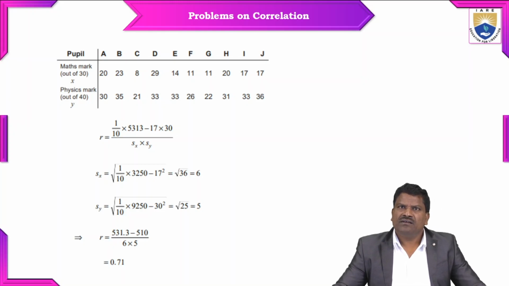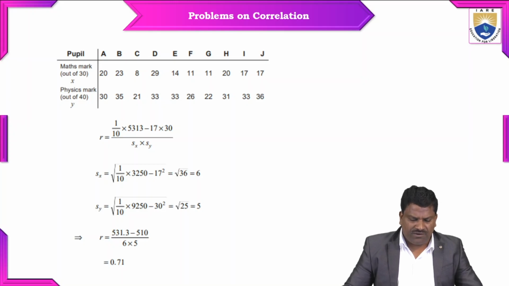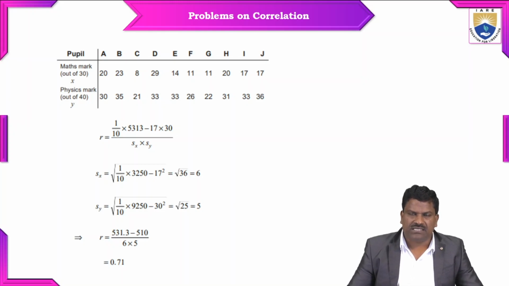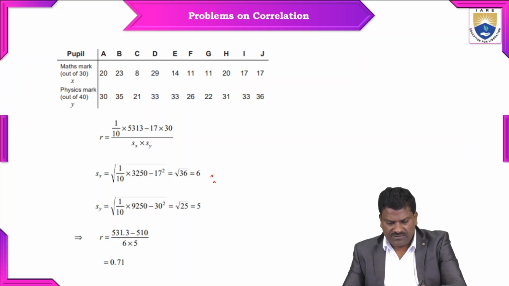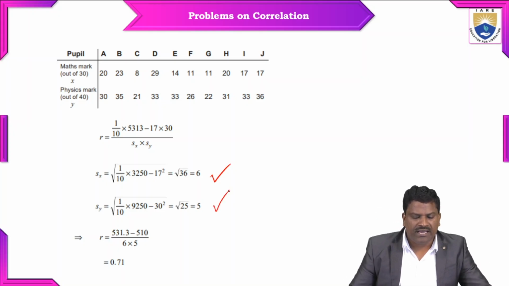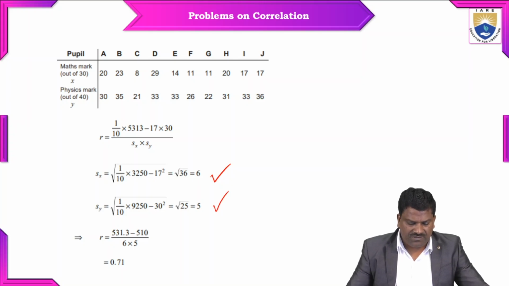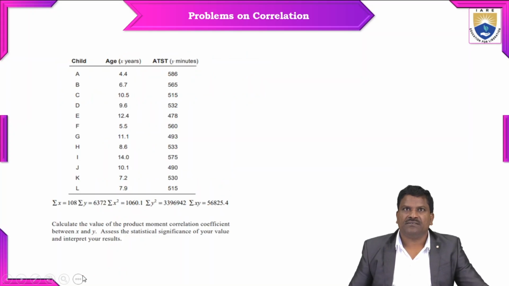S of x into S of y. So S of y is equal to square root of 1 by n, means 1 by 10 into, we are using the formula only, 3250 minus 17 square, it is root 16, root 36, its value is 6. Like that, S of y is also becoming 5. So r is equal to, substitute these values in that, 531.3 minus 510 by 6 into 5. So its value is 0.71. Like that, we are finding rank correlation.